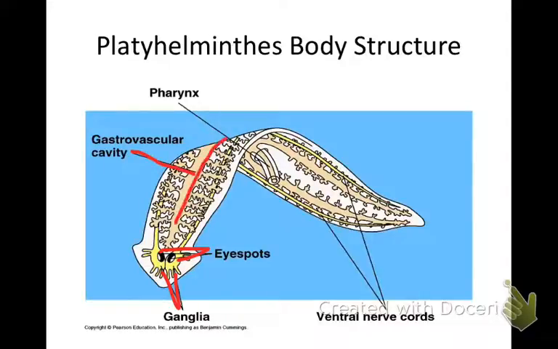Gastrovascular cavity, it's going to run the length. This is their central nerve cord. It's going to help them respond to stimuli.